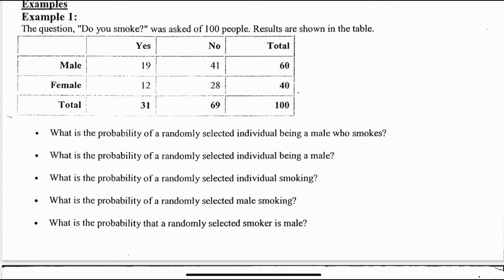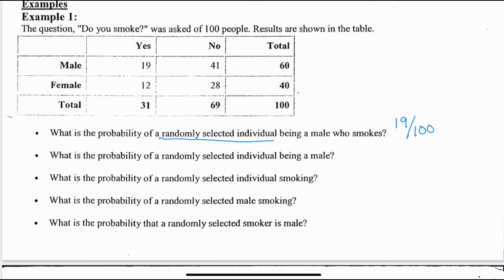Example number 1. The question, do you smoke, was asked of 100 people. The results are shown in the table. What is the probability of a randomly selected individual being a male who smokes? We're asked about a randomly selected individual. There are a total of 100 individuals. So how many of those are males who smoke? There are 19 males who smoke. So the answer is 19 out of 100.